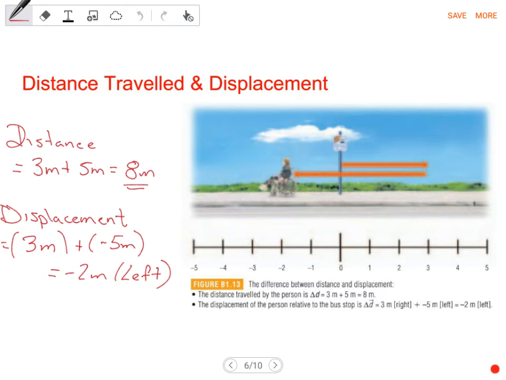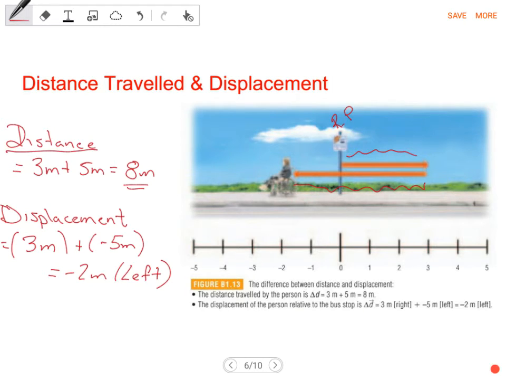Now here's where it gets a little bit interesting in terms of calculations, and you'll see why you would get different answers. In this question, the person has started at the reference point, which is right in the middle. And what they've done is they've moved 3 meters to the right, and then from there they moved 5 meters to the left. Now, you'll see the huge difference here.